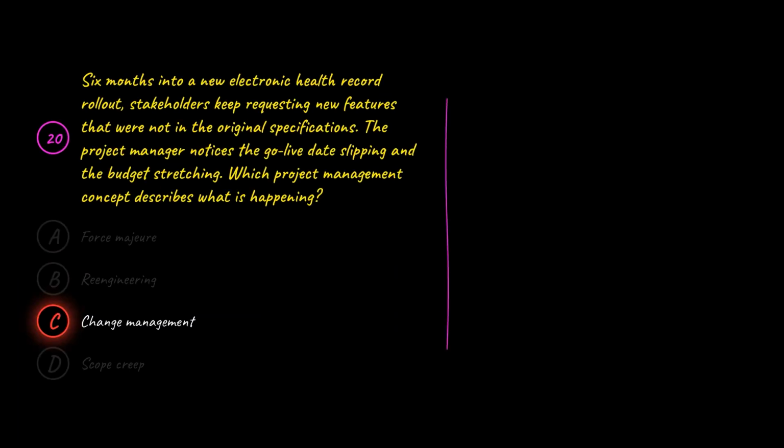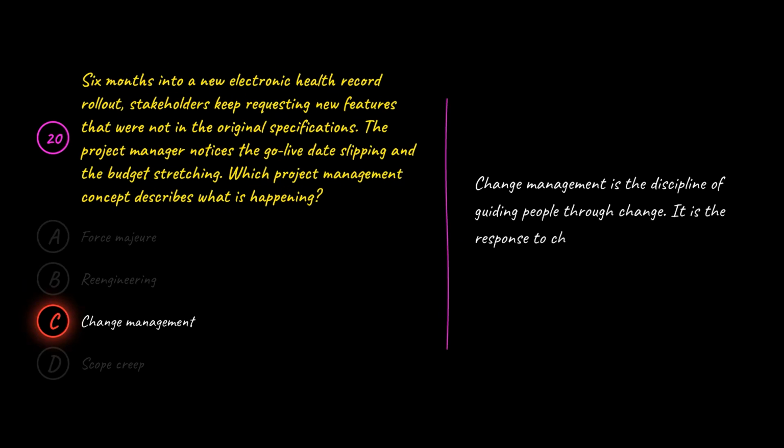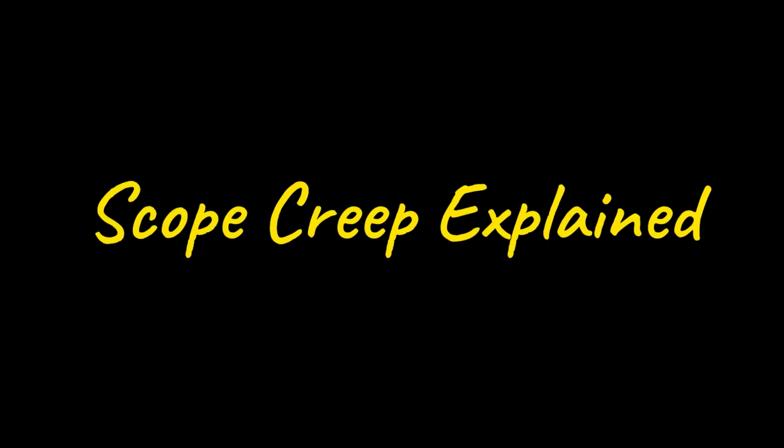C is wrong because change management is the discipline of guiding people through change. It is the response to change, not the unplanned expansion of project scope. Scope creep is the gradual, uncontrolled expansion of a project's boundaries through incremental additions after the baseline has been set. Unlike legitimate scope change, scope creep accumulates informally, without deliberate review or approval.